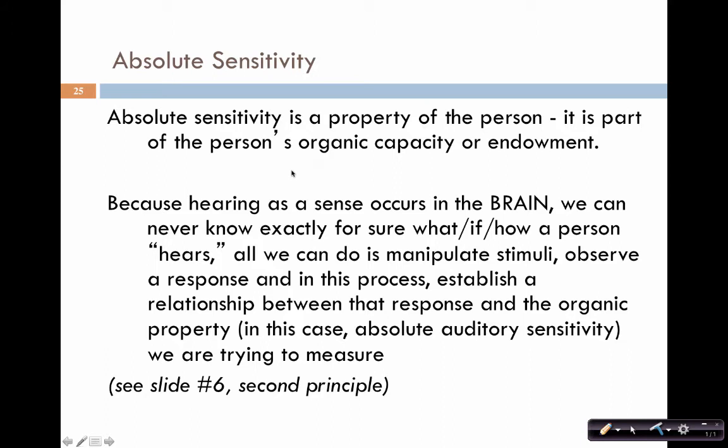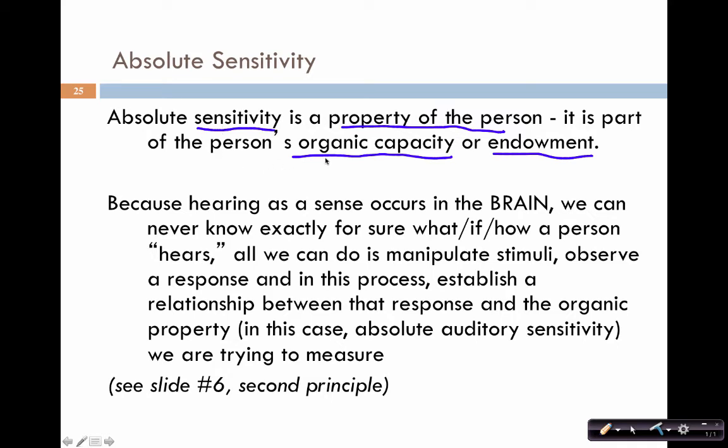some of the theoretical aspects of sensitivity. Sensitivity, and particularly in this case we're focusing on absolute sensitivity, so the least amount of a stimulus that a person can detect, is really a property of that person. It's part of what we characterize as their organic capacity or their organic endowment. It's sort of saying their eyes are brown or their eyes are blue or whatever the case may be. That's a physical characteristic that they have.